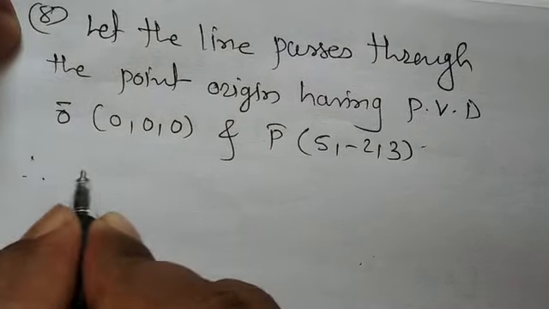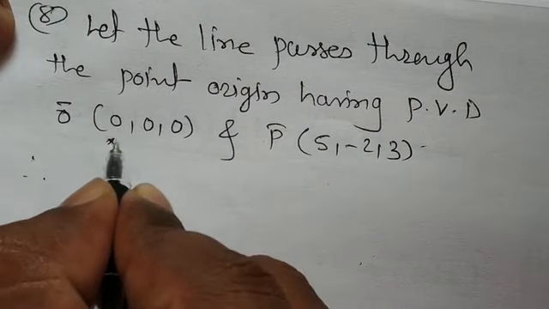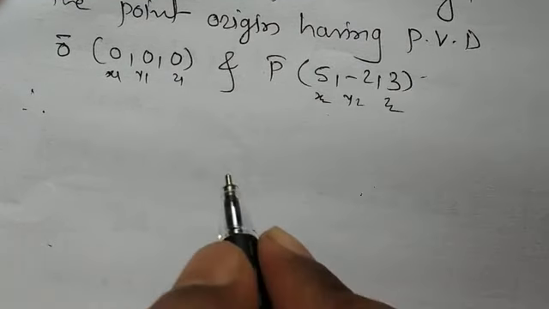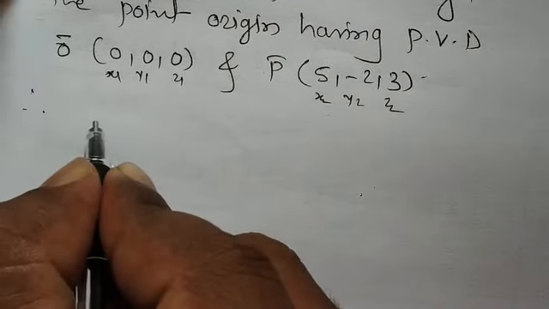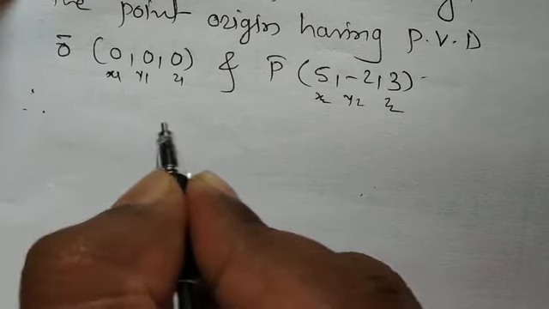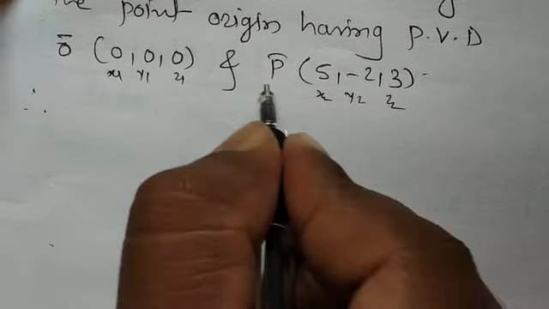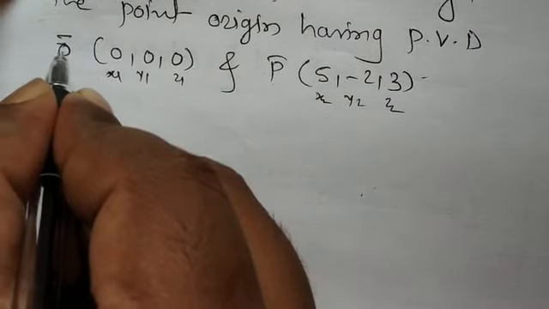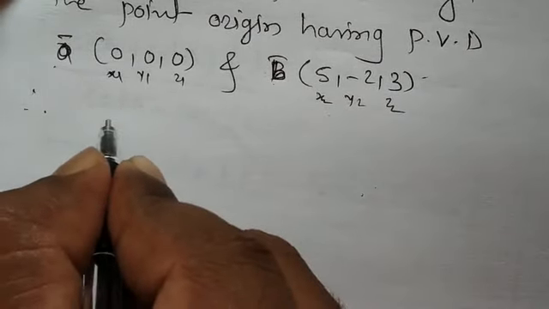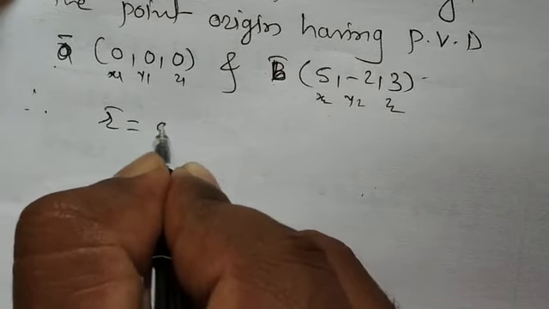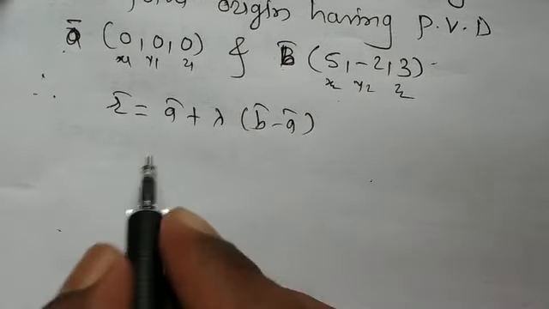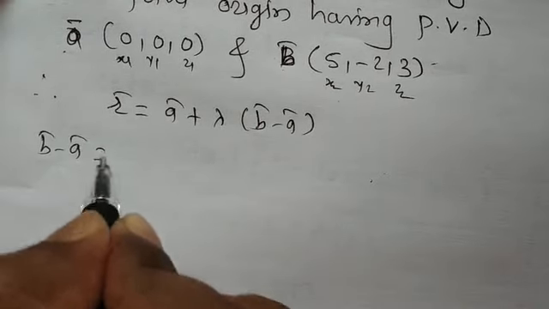Then as we know, the points are x1 y1 z1, so this is x1 y1 z1, and this is x2 y2 z2. Then the vector form is r bar equals a bar plus lambda of b bar minus a bar. So first, this O bar we can say is a bar, and this is b bar. Then our formula is r bar equals a bar plus lambda of b bar minus a bar. Then we subtract b bar minus a bar.